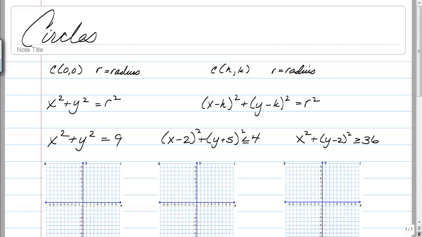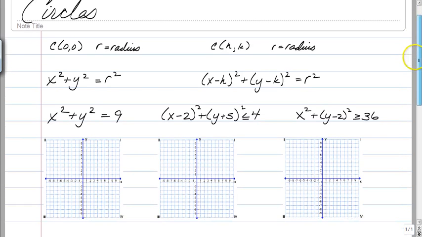Alright everybody, here we go. This is your first lesson in conics. Now we're going to be talking about quite a few different conics in this chapter, but the first one, and many will say the easiest one, is circles. Now you guys know what a circle is, but we're going to teach you about what the equation of a circle looks like, and we're going to teach you how to graph it.